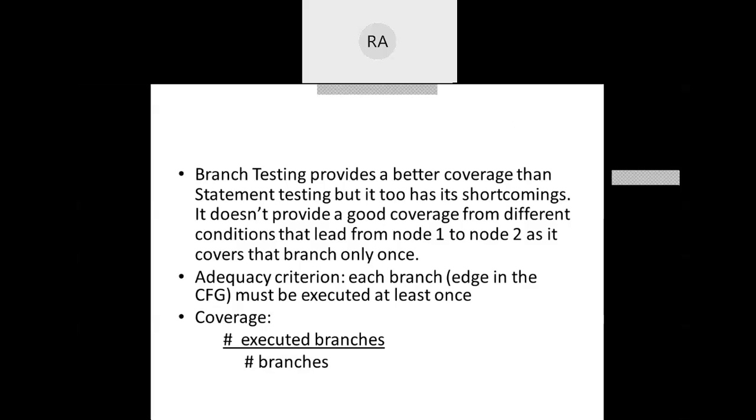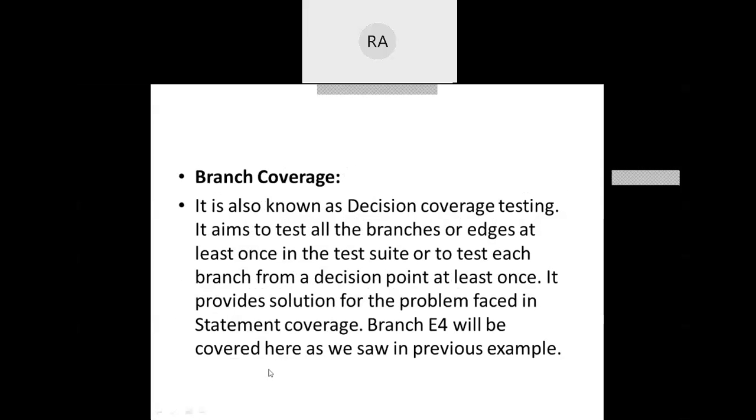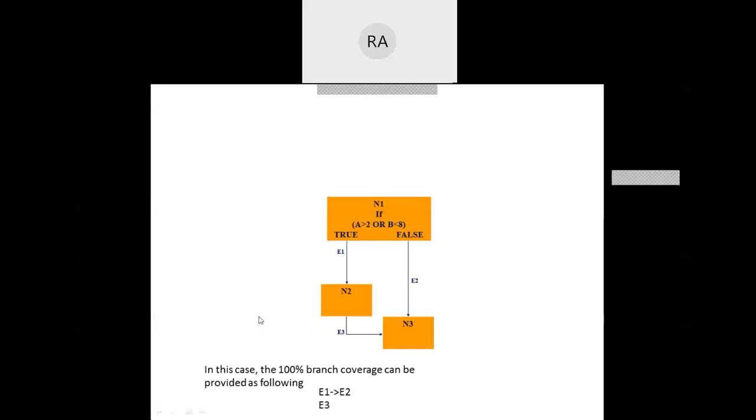That is the condition. If I want to perform branch coverage, what is the condition? The branches which are present in the program should be executed at least once. And how do I compute the coverage? That is the same as the previous one: total number of executed branches divided by total number of branches. This is the formula for branch testing coverage.